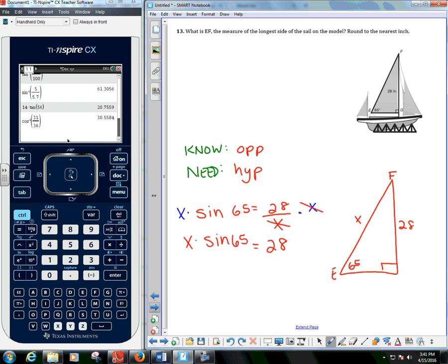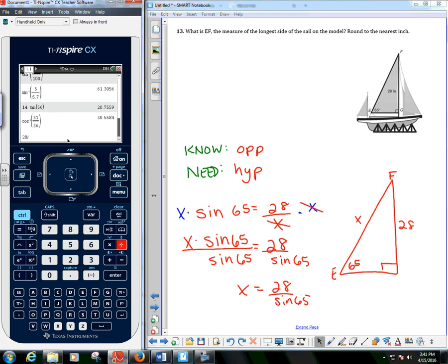Well, I still need to get x by itself. I'm going to divide both sides by sine of 65. Remember, we go to our calculator, that's just a regular number. So x is equal to 28 divided by sine of 65. So 28 divided by trig function sine of 65. And I'm going to hit enter.